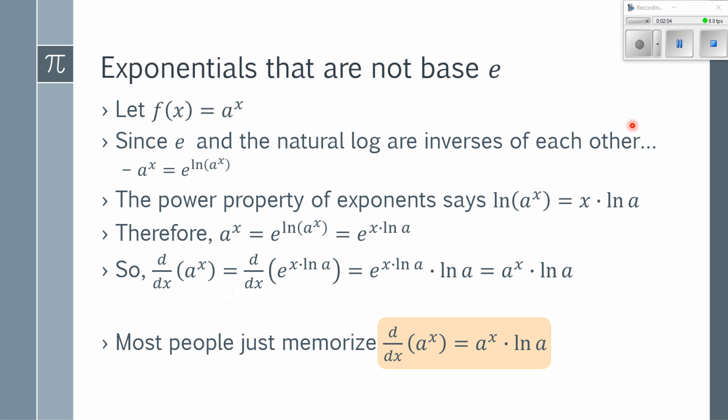I will admit, the majority of people don't do all of this work. People just memorize that this is the derivative. The way I think of it is the derivative of an exponential is itself times the natural log of the base. Remember, exponential is constant base, variable exponent. This will even work with e. If you have trouble remembering the derivative of e to the x, it would be itself times the natural log of e, but the natural log of e is 1.